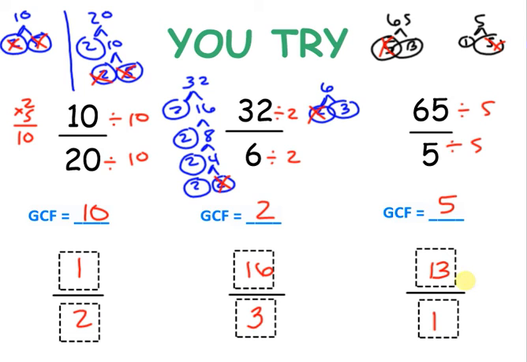Now, we're going to talk about this a little bit later in another lesson, but whenever the bottom is 1, you can actually ignore it and just consider the top number to be a whole number. So you can also write this answer as 13.